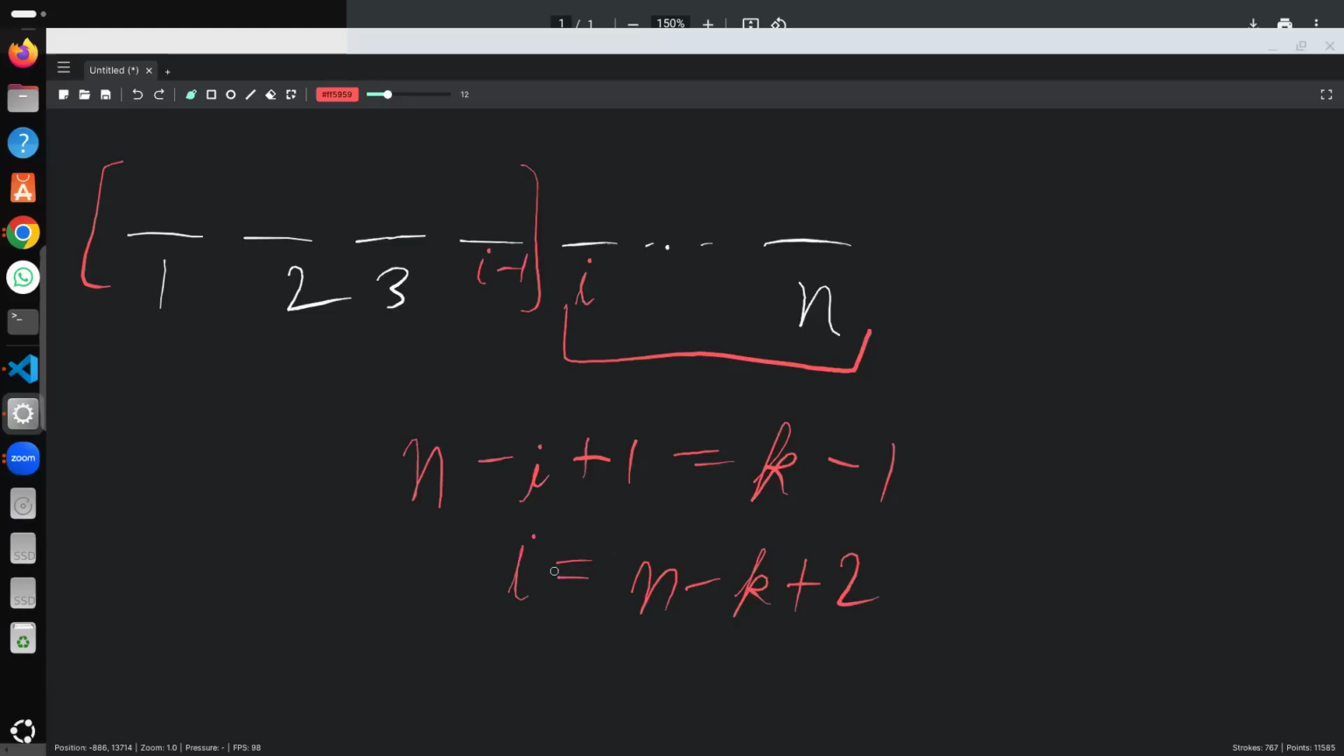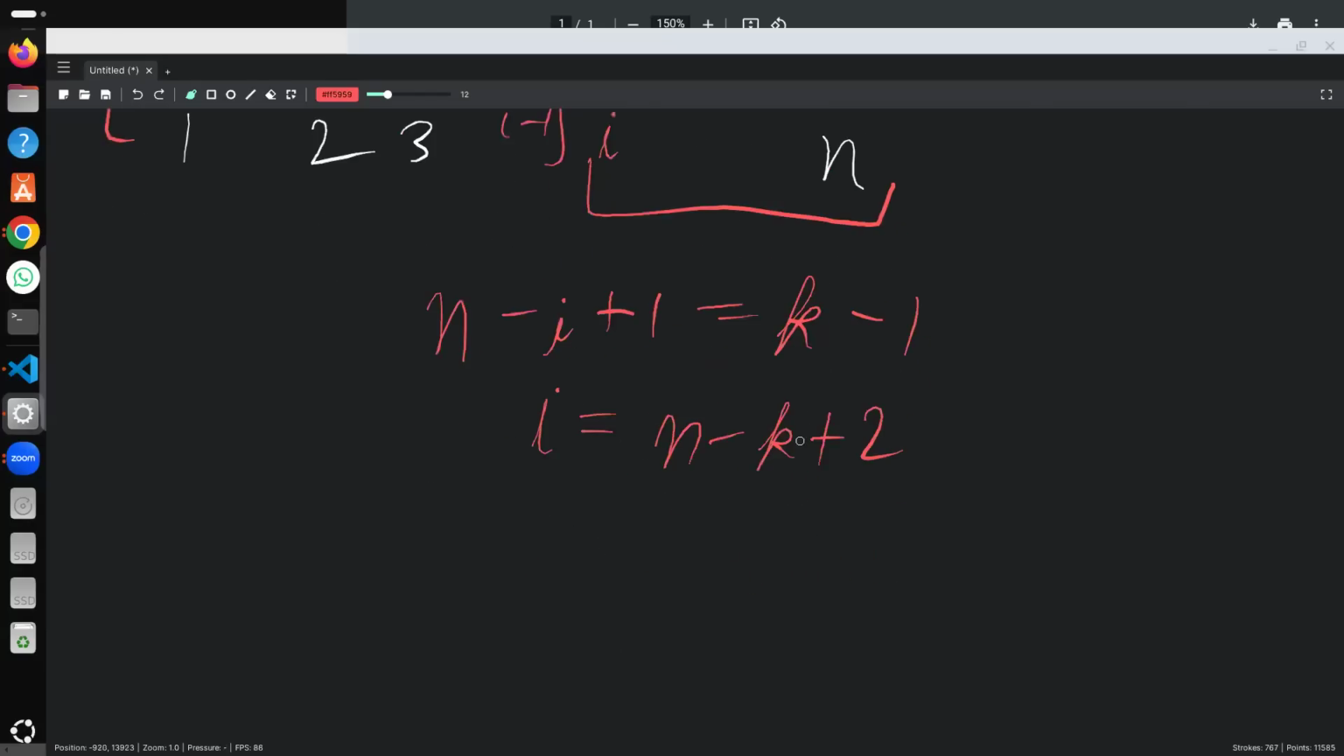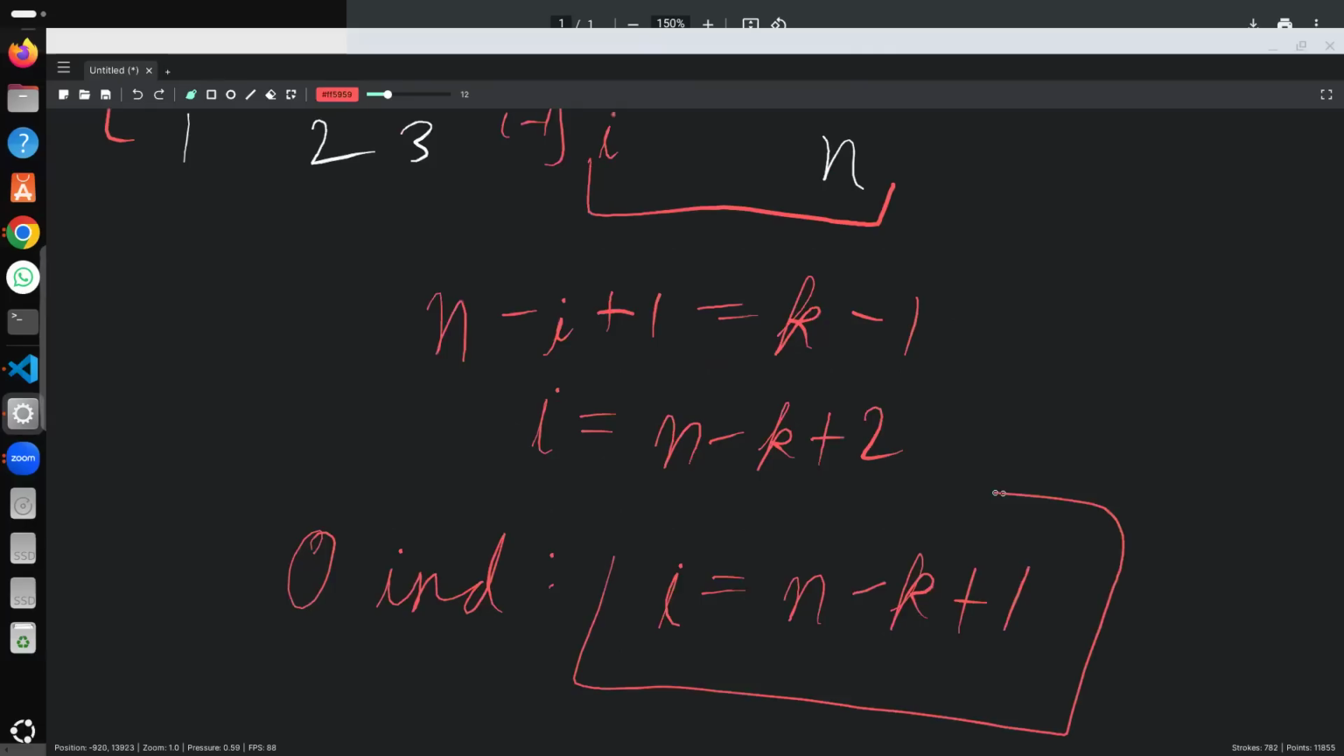So in zero indexing, actually, I would be up to n minus k plus 1. All right. So this is the case.